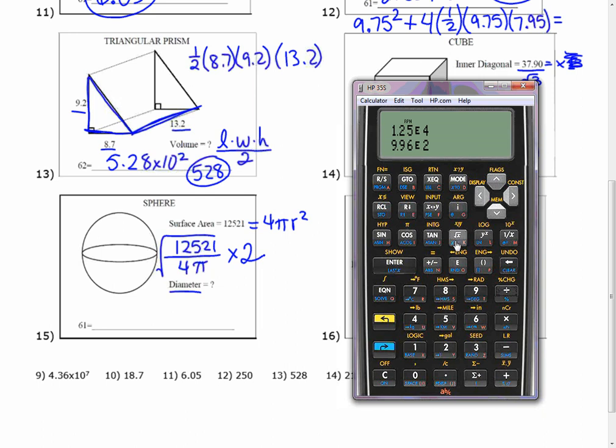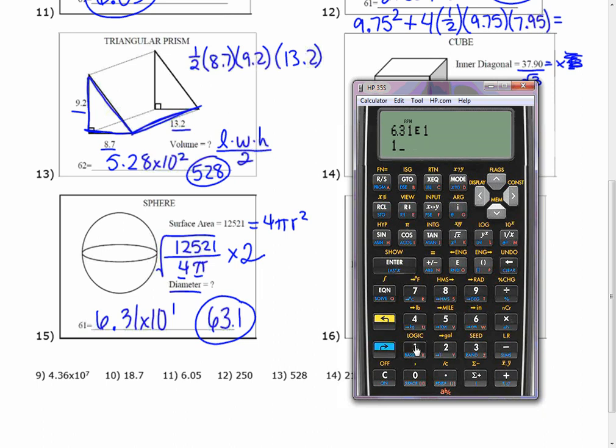Then we can do the square root and press 2 times. So we get 6.31 times 10 to the first, or bump that decimal over once and put 63.1. There are different ways you can go about typing this in. I did this one a little differently than I had some of the others, in where I divided by pi and then I divided by 4.